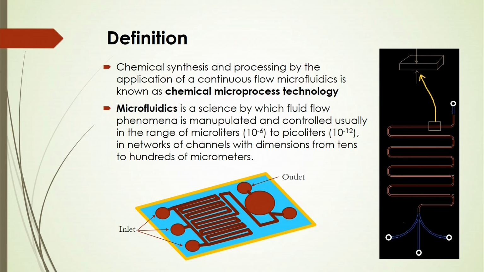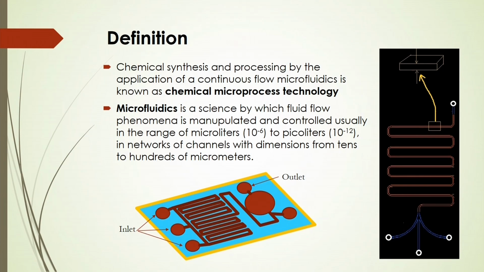Now, if you consider chemical synthesis and other processing by the application of continuous flow systems, it is sometimes called microfluidics, which is regarded as chemical microprocess technology. Microfluidics is actually a science by which fluid flow phenomena are manipulated and controlled, usually in the range of microliters, like 10 to the power minus 6, to picoliters of volume in networks of channels with dimensions from 10 to hundreds of micrometers.